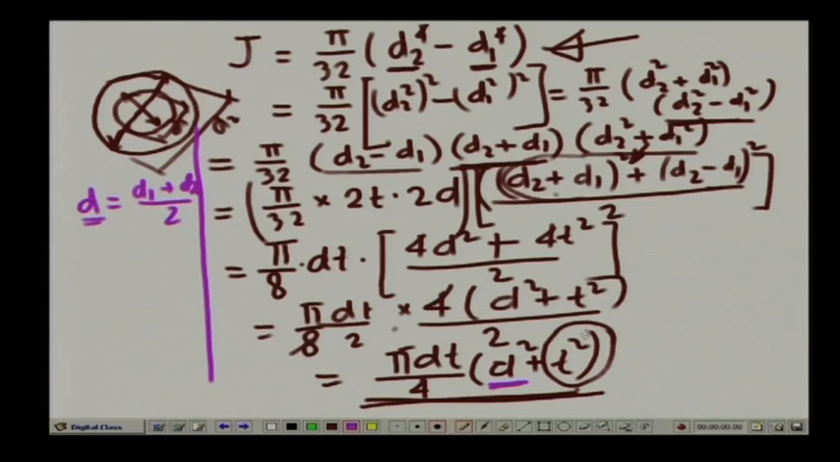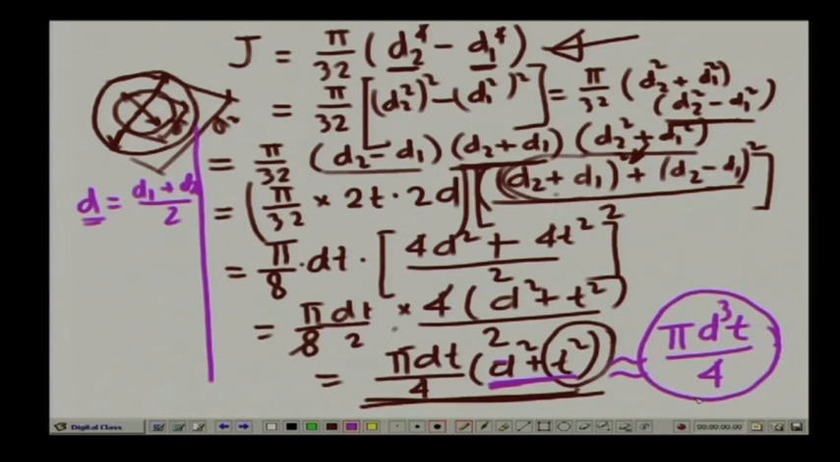So, if we neglect that and write approximately this d square plus t square term as equal to d square, then we get this as pi d cube t by 4. Now, sometimes for a thin tube we approximate the polar moment of inertia using this expression, pi d cube t by 4.